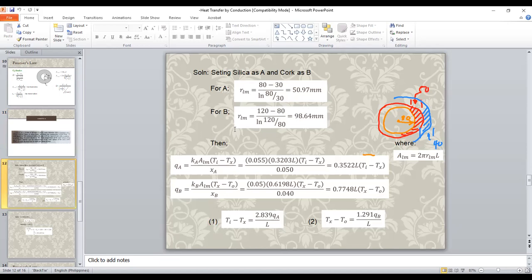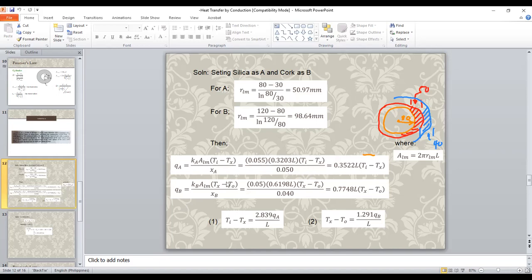Now, we determine next the heat transfer rate in A and B separately. So what is the heat transfer rate? You see here the thermal conductivity and the log mean area. You can also place it here in the denominator. So you have X_A over the product of K and A, which is the resistance due to material A, which is silica. And you have the driving force here, the temperature difference between the boundary between your silica and your cork in that case.